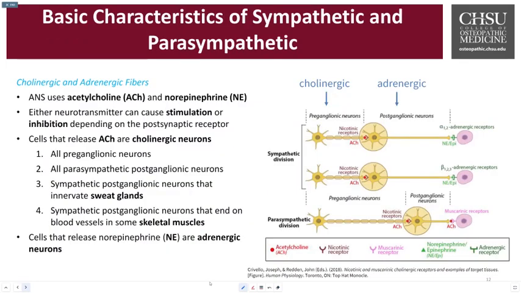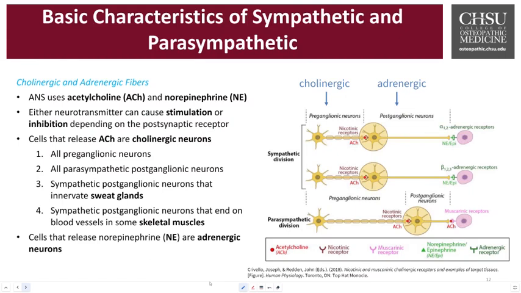Cholinergic and adrenergic fibers. The ANS utilizes acetylcholine, ACh for short, and norepinephrine, NE for short, and either one of these neurotransmitters can cause excitation or stimulation, and can also cause inhibition, depending on the postsynaptic receptor and where that target cell is located.